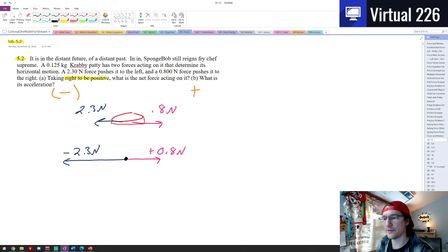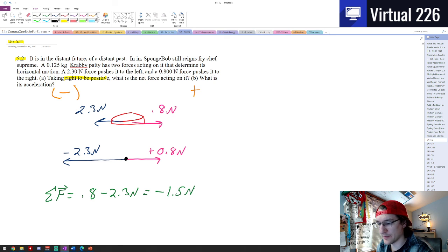If we're just trying to find the net force acting on it, the net force is just the sum of our force vectors, and we just add these together because we're just looking at the x direction here. So our positive 0.8 newtons plus negative, so minus 2.3 newtons, that's going to equal negative 1.5 newtons of force acting on the Krabby Patty.